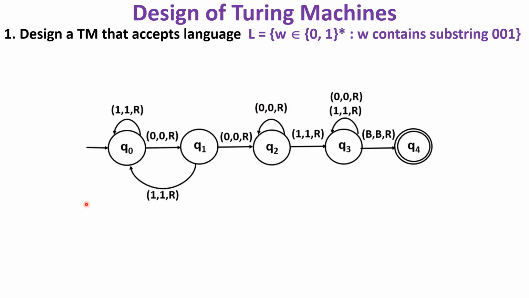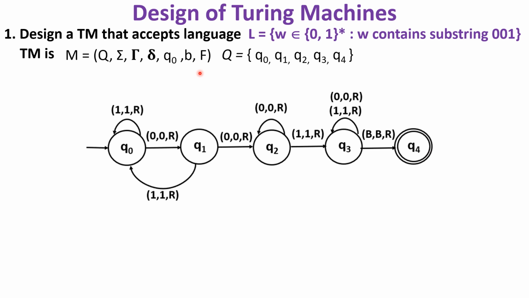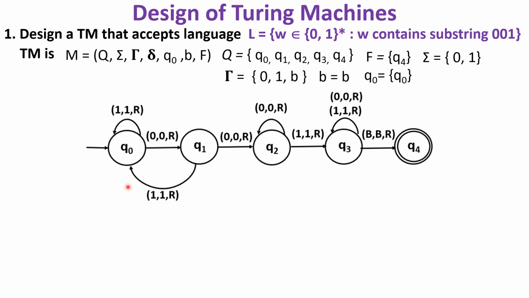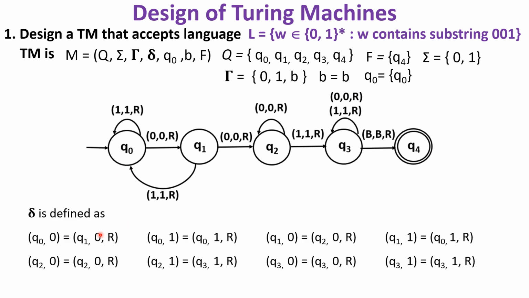So let us see the complete definition of the Turing machine. M is equal to Q, summation, tau, delta, Q0, B, F. Q consists of Q0, Q1, Q2, Q3 and Q4, where Q4 is the final state. Summation is 0, 1. Tau is 0, 1 and B, where B represents the blank, and initial state is Q0 with the delta transitions.